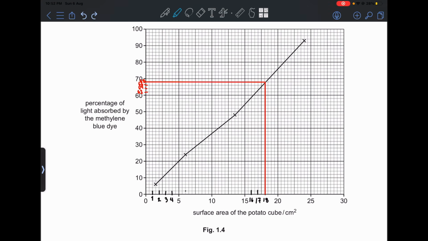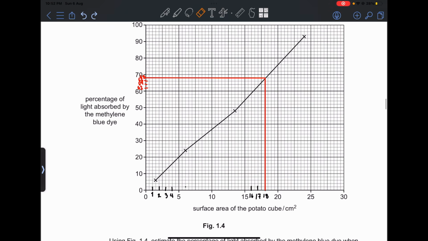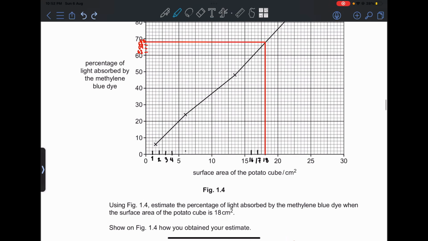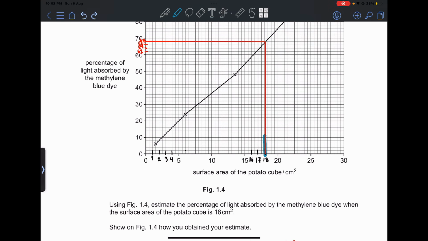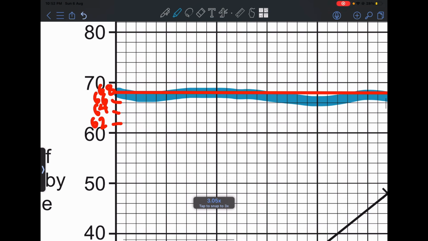To draw something like a tangent, I'm going to go from the surface area of the potato that they said in the question was 18 centimeters squared. I'm going to draw a line from the 18 centimeters squared up until the graph, and then I'm going to find out the value at which the line that I have drawn meets the line of the graph. I'm going to draw another straight line with my ruler. Of course, you have to use a pencil for this type of question. And I got the value 68.